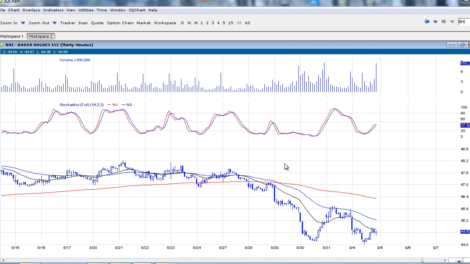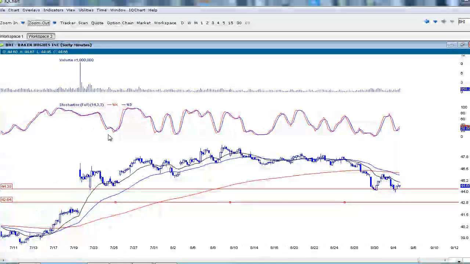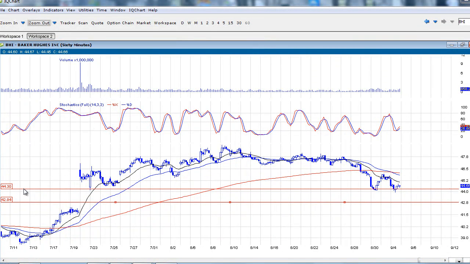The potential of this trying to go into a channel. Then I would say, watch this 44.30 level, which is the gap low, and it just looks interesting down here. I'm going to watch it. There's nothing really jumping out at me as a multiple indicator setup, but it's something I'm going to start watching.